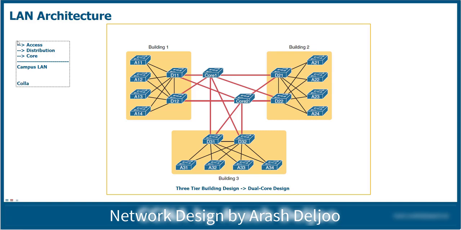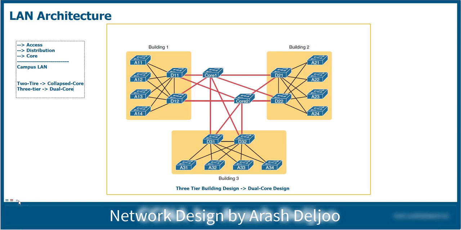The first method is the collapsed core, which is actually the 2-level, or 2-tier, building design. We call it the collapsed core, another name. But we have the next method, 3-tier. In the 3-tier we are using the dual core method, or maybe the dual core building design. Also, let me give you a little information about the structure or the topology of the switches.